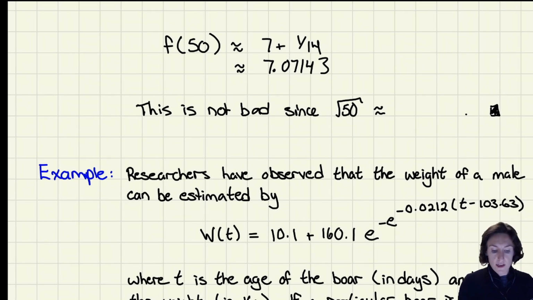7.07143. Now, if you plug into a calculator, what is the square root of 50? We get 7.07107, which is pretty good, right? After the decimal, the first 3 digits are lining up here.